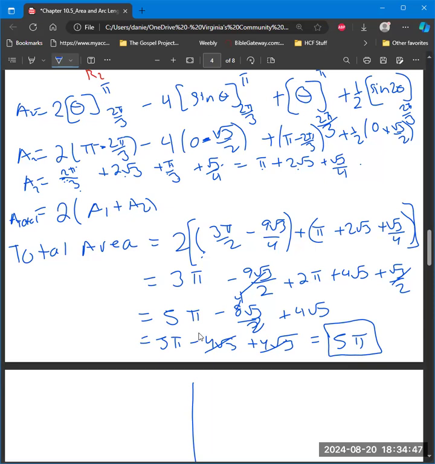That gives me negative 9 root 3 over 2 plus root 3 over 2, which gives me negative 8 root 3 over 2. And 2 goes into negative 8 negative 4 times. So I have a negative 4 root 3 here, plus a 4 root 3 from over here. We'll zero each other out. I have a 3 pi and a 2 pi, which is 5 pi, and that is my correct answer. I have 5 pi, and don't forget this is square units.